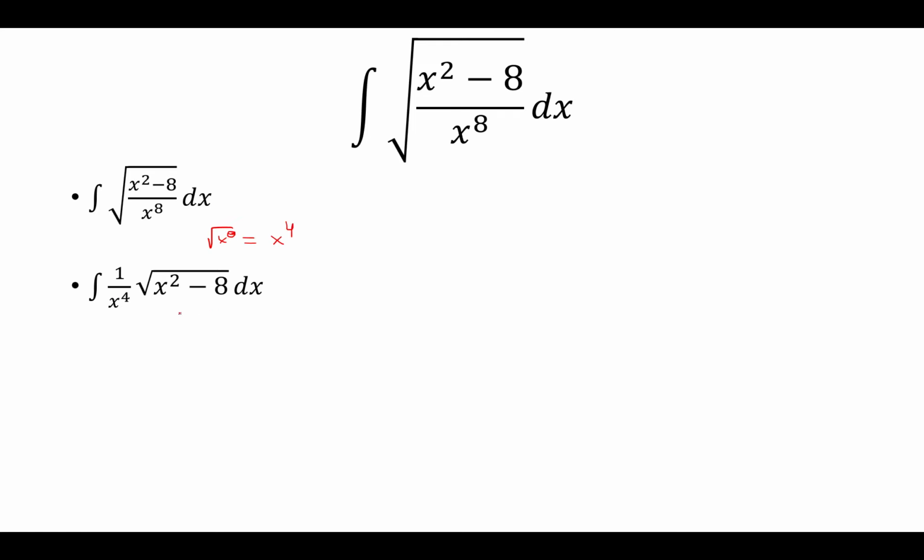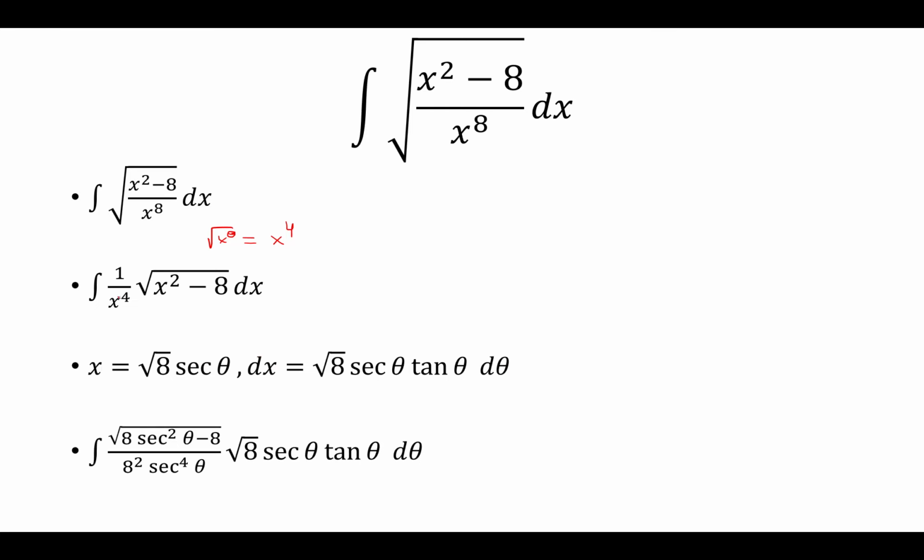And now we want to do a trig substitution. So we'll let x equal the square root of 8 times secant theta. So dx is square root of 8 secant theta tangent theta d theta. So we're just going to replace this. So over here, x to the 4th, we have the square root of 8 to the 4th, which is just 8 squared, secant to the 4th. We have dx over here. And then x squared becomes 8 secant squared. And then we're going to subtract that by 8 and take the square root.